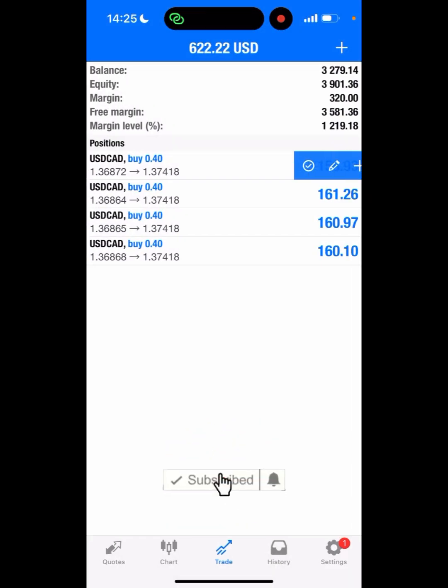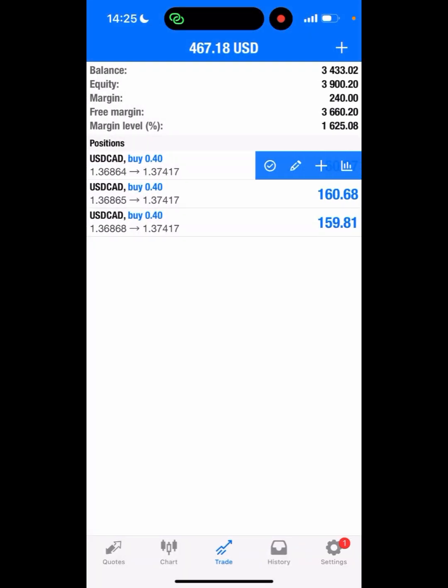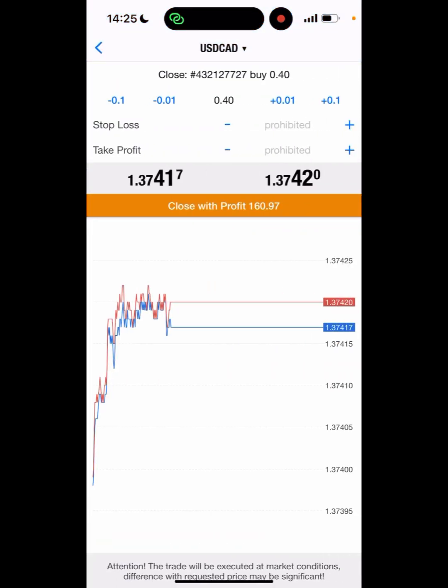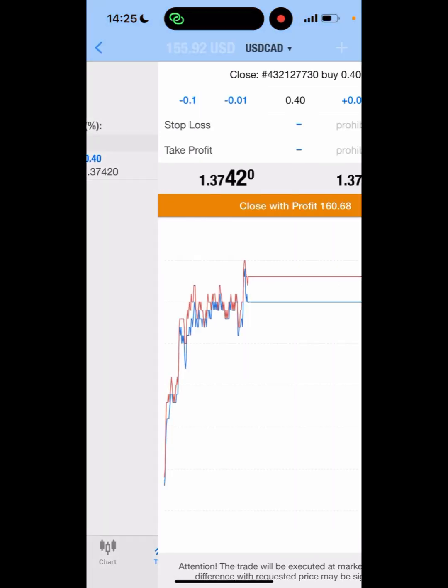So I'll be trading CPI news live, make sure you're watching, but before I trade anything, I always make sure I first take my profit. So I'm first gonna take my profit.